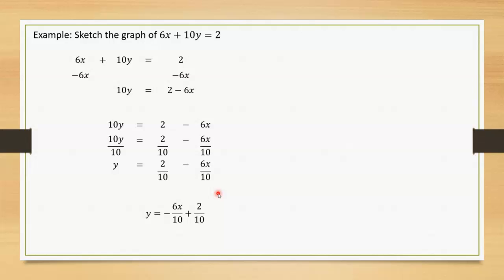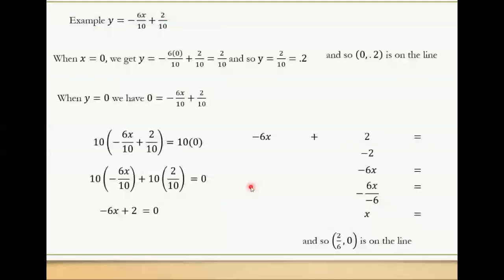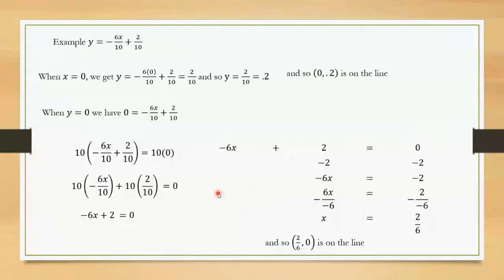All right. We have that, so let's get 2 points. As before, I took x to be 0, replace x by 0, right? This is gone, and we're left with 2 over 10. So when x is 0, y has to be 2 over 10, okay? And so we get y equals 0.2.